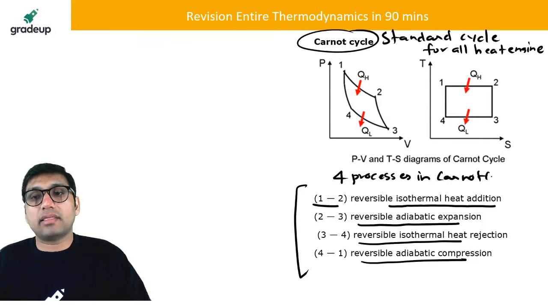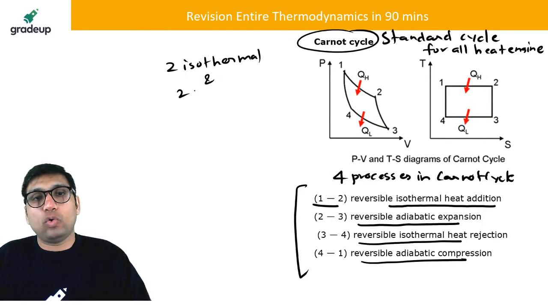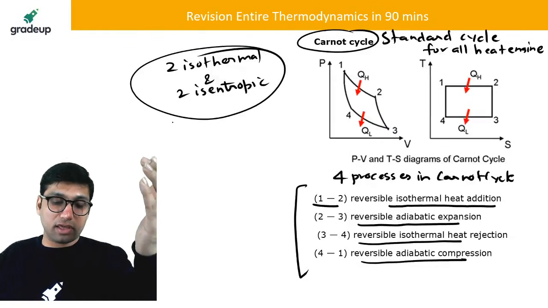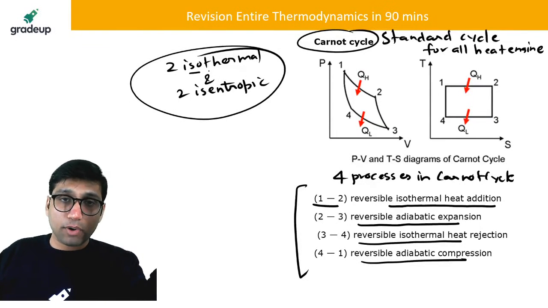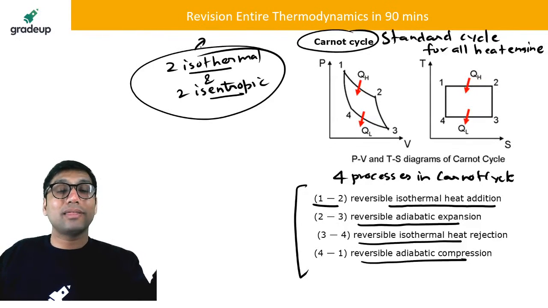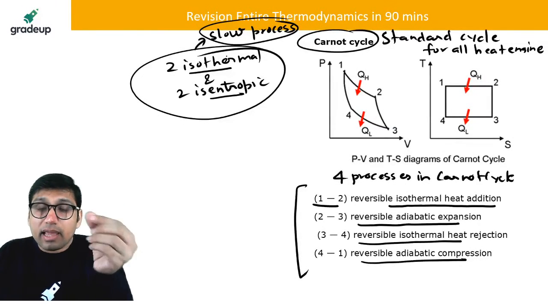Now, a very important thing is that in the Carnot cycle we have two isothermal and two isentropic, or reversible adiabatic, processes. Both these processes are very difficult to achieve. Why, my dear students? Because an isothermal process is a very slow process. If we have to achieve this process in real, then it has to be carried out very slowly.